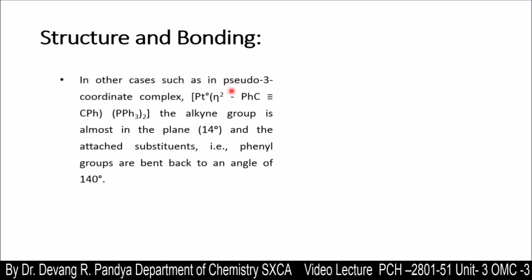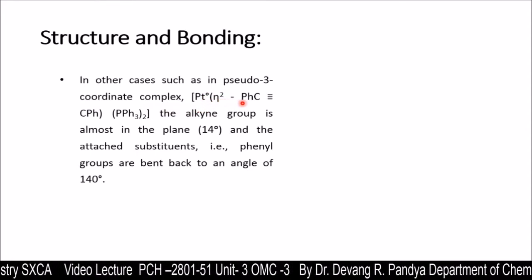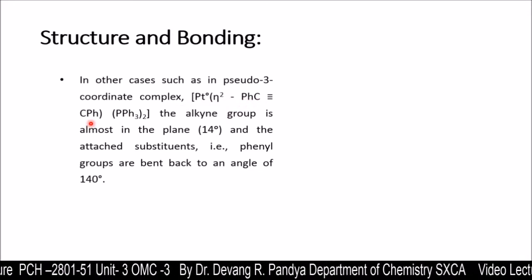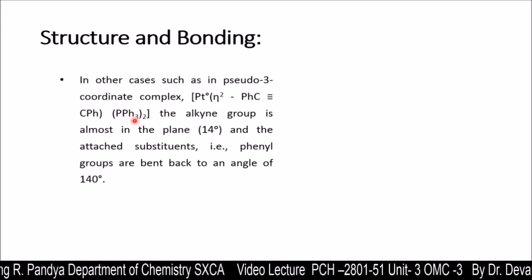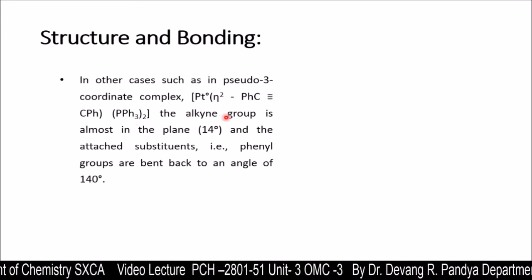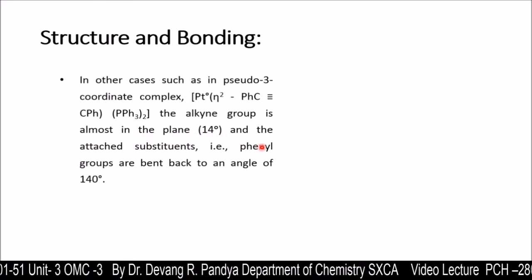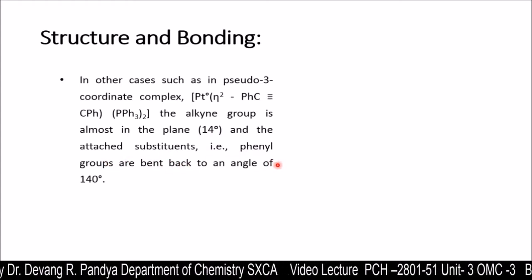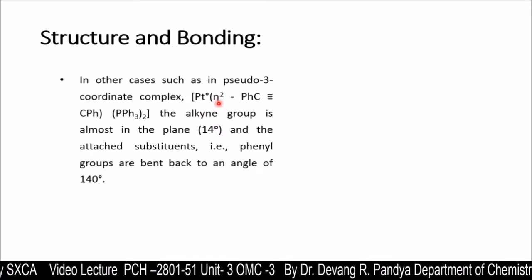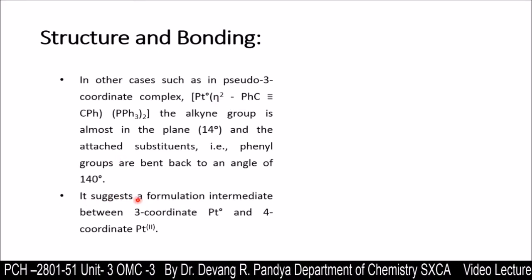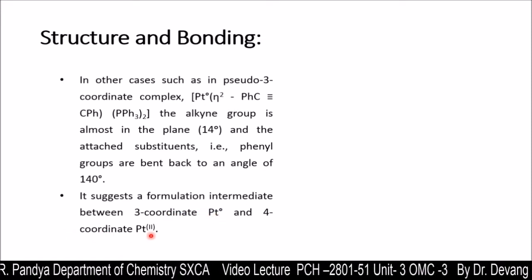Now in the other case, such as in a pseudo 3 coordinate platinum complex, in which you can see platinum in the 0 oxidation state, η2-PhC≡CPh, that means the diphenylacetylene group, and 2 triphenylphosphine ligands would be there as well. The alkyne group is almost in the plane, at 40 degrees, and the attached phenyl substituents are bent back to an angle of 140 degrees, and here the alkyne can act as a 4 electron donor. As a result, the hapticity would be 2. It suggests a formulation intermediate between 3 coordinate platinum(0) and 4 coordinate platinum(II).